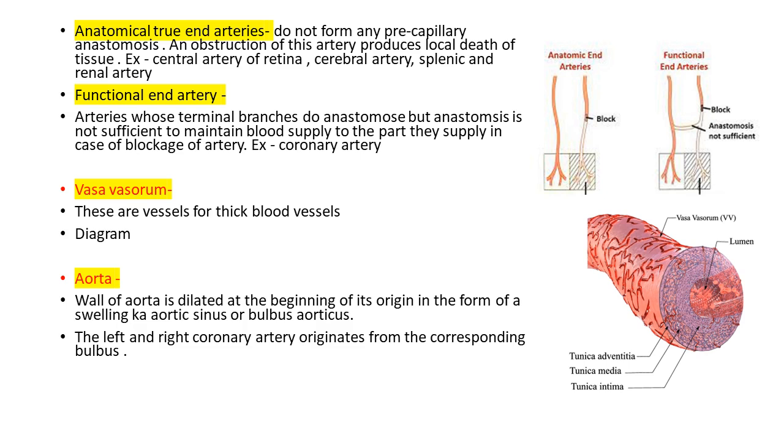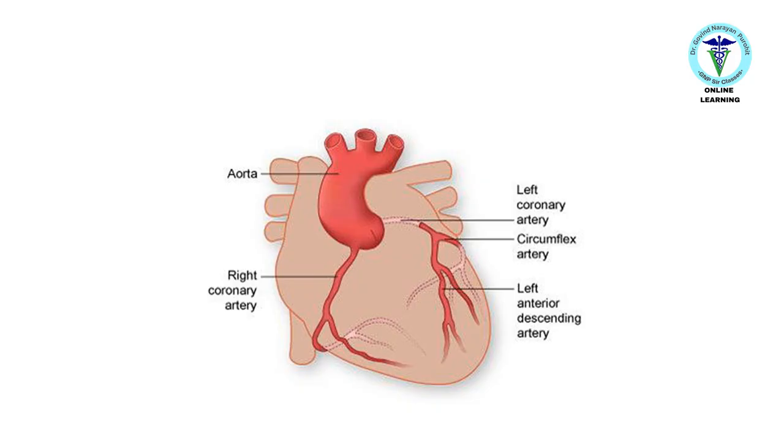The aorta is the main artery, originating from the heart and supplying blood to the body. The heart's coronary arteries include the left coronary artery, right coronary artery, circumflex artery, and left anterior descending artery. These arteries supply blood to the heart muscle, ensuring its proper function.